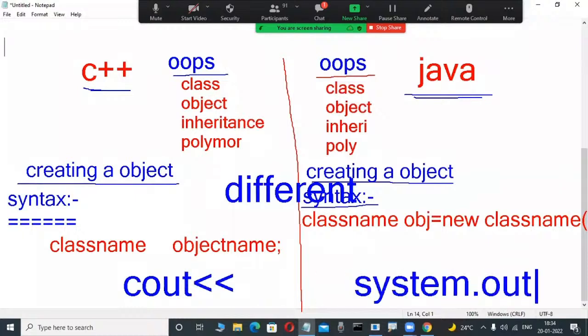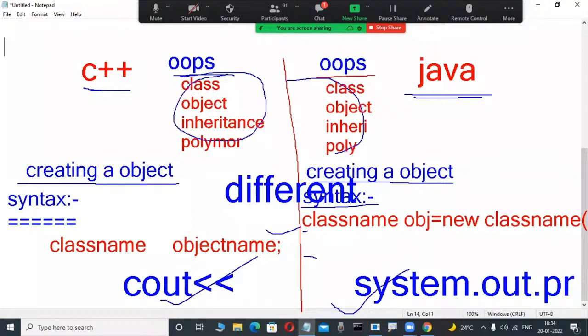System.out.println, is something there or not? Yes, here. That's why it is syntactically different. Here, functions are also totally different in these two object-oriented languages. But conceptually, some OOPs concepts are the same or not? Same. OOPs concepts are the same.